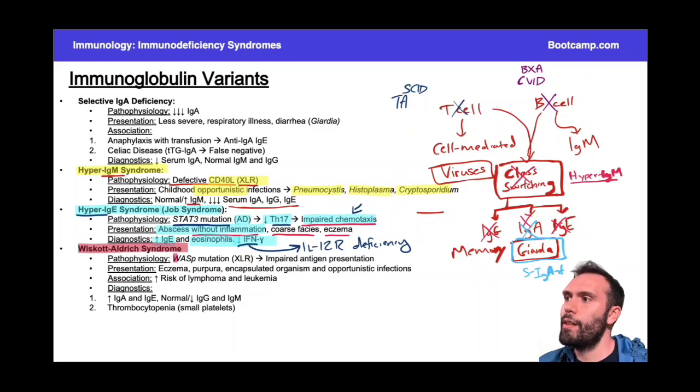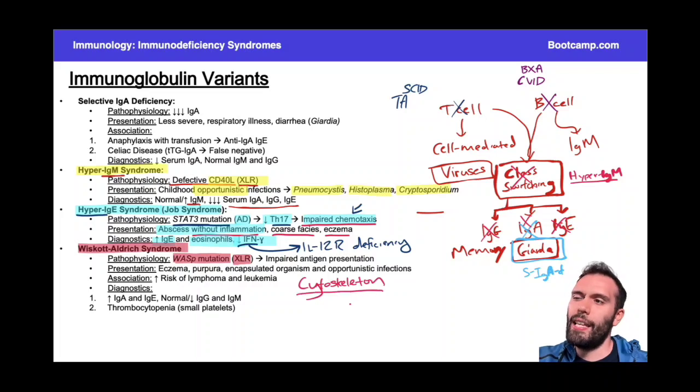So Wiskott-Aldrich syndrome's classic mutation is the WASP mutation. Again, another X-linked recessive. A lot of very unusual inheritance patterns here, most of which, when in doubt, are X-linked recessive with a couple of exceptions. This mutation is essentially causing some defect in the cytoskeleton. So you also want to remember that there's a defect in the cytoskeleton. Like I said, we'll talk about this in greater detail, probably in the hem-onc section.